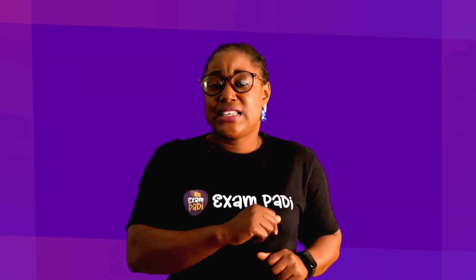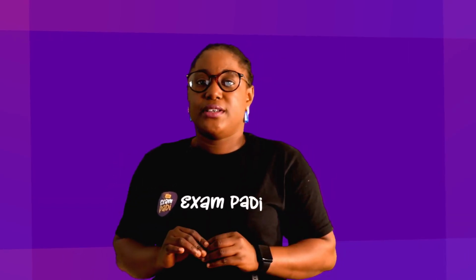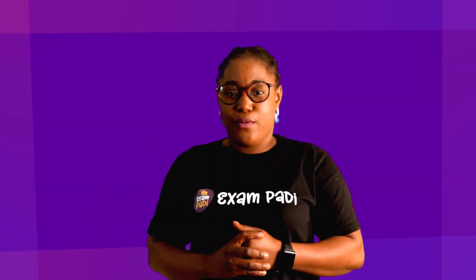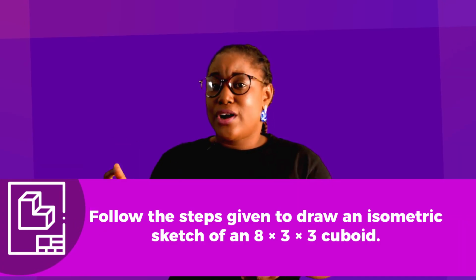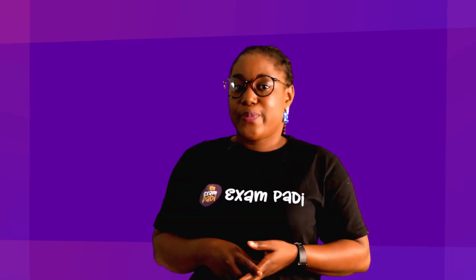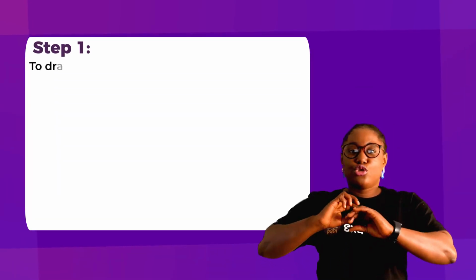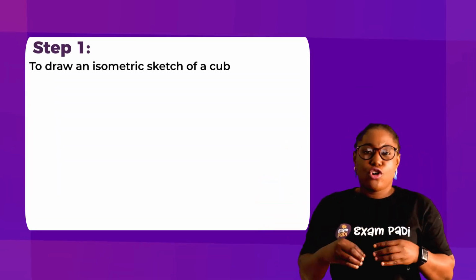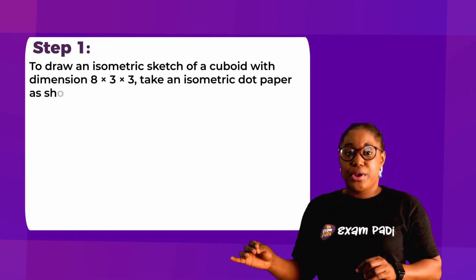Now, what are the steps to draw an isometric cuboid? Because that's going to be our example for today. Follow the steps given to draw an isometric sketch of an 8x3x3 cuboid. The same steps can be used to draw an isometric sketch of a cube. The first step is to draw an isometric sketch of a cuboid with dimension 8x3x3.